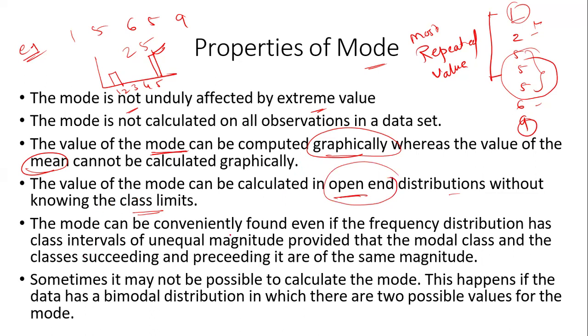Now, the mode can be conveniently found even if the frequency distribution has class intervals of unequal magnitude, provided that the modal class and the classes preceding and succeeding it are of the same magnitude. Sometimes it may not be possible to calculate a mode, which happens in a bimodal distribution in which there are two possible values of the mode.